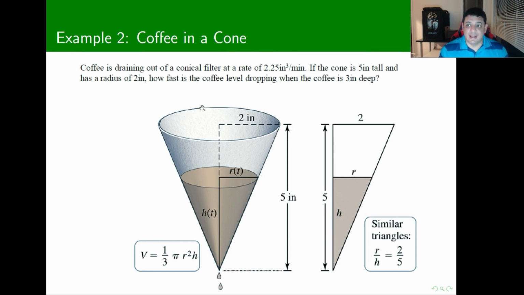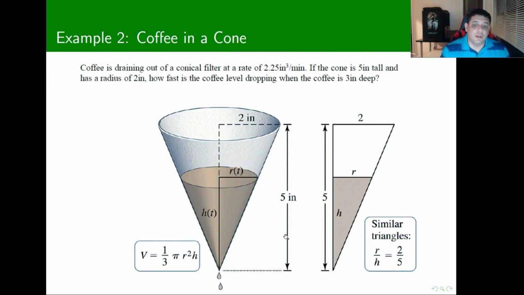Notice that this has a lot of setup. And here we have the paper cone, for the paper filter, which has a cone shape. And we have the coffee inside that is at a different level. And then as the coffee is dropping, this is losing altitude in terms of coffee.